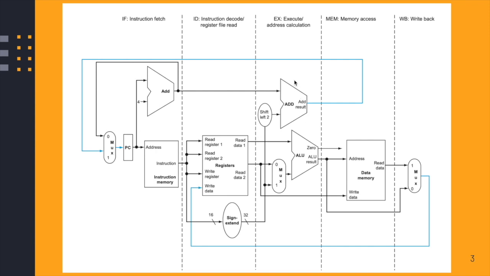Let's move on to the third stage, which is the execute and address calculation stage. As you can see, inputs to this stage include the values I retrieved from the register file in the decode stage. So the main component of the execute stage is the ALU, or the arithmetic logic unit. The arithmetic logic unit performs any arithmetic operation we have. If I'm doing an addition, it is performed inside the ALU. If I'm performing a subtraction, it's performed inside the ALU.